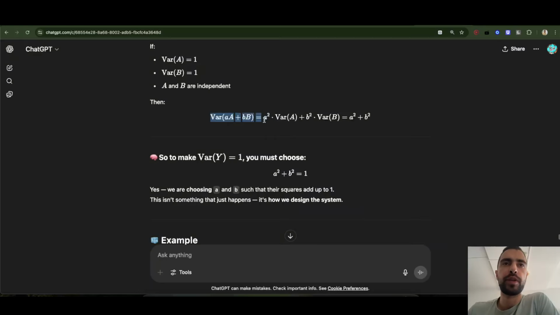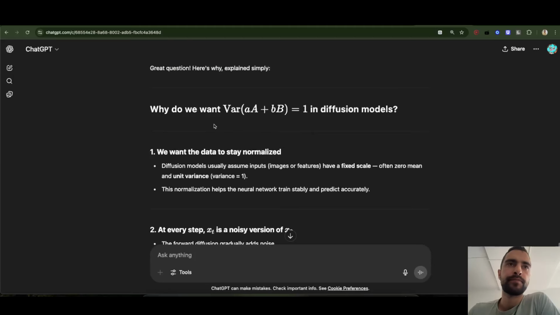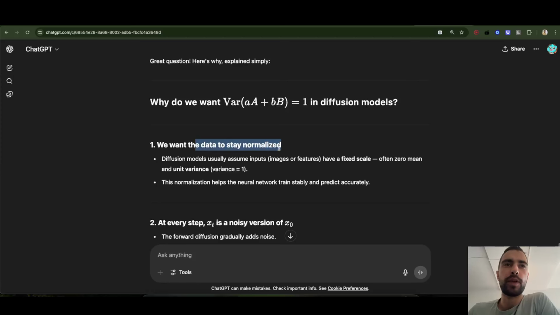Now let's go back to this formula. So we want the variance of this to be 1. And why do we want that? We want the data to stay normalized. Diffusion models usually assume inputs, images or features, have a fixed scale, often 0 mean and unit variance, which is 1. This normalization helps the neural network train stably and predict accurately. So this is showing you clean image and noise. This determines how much of the clean image, how much of the noise. And we always want the sum, the total, whatever we get, its variance to be 1.